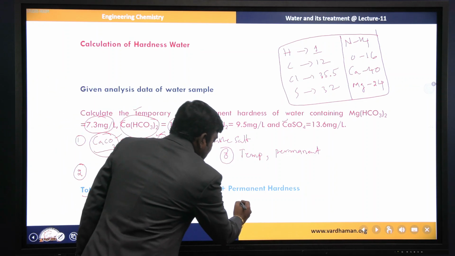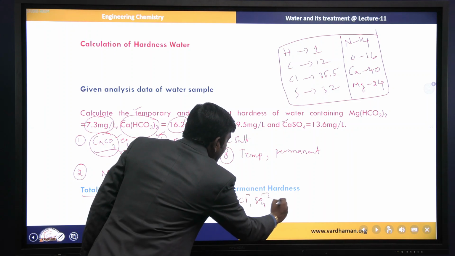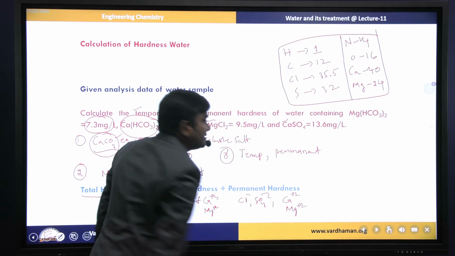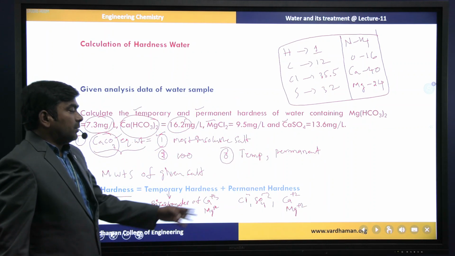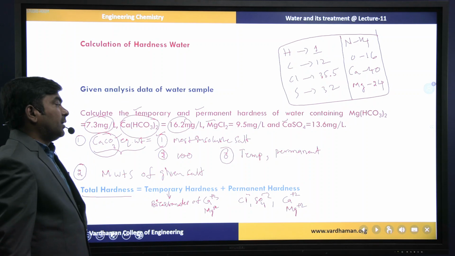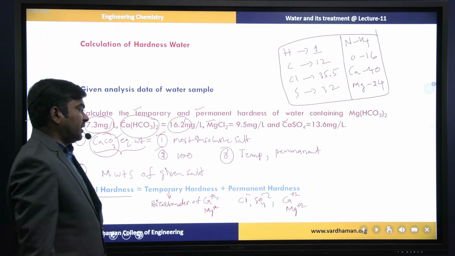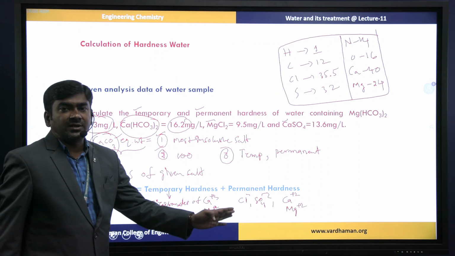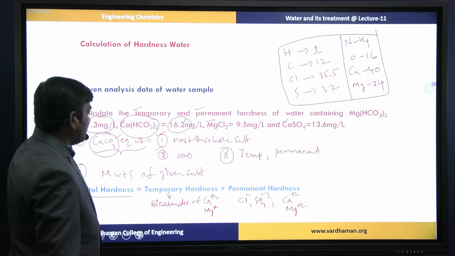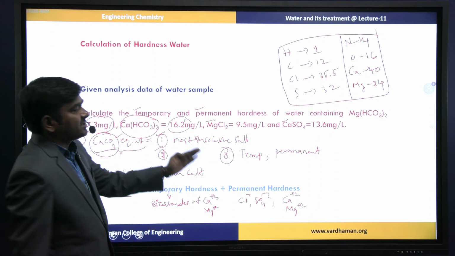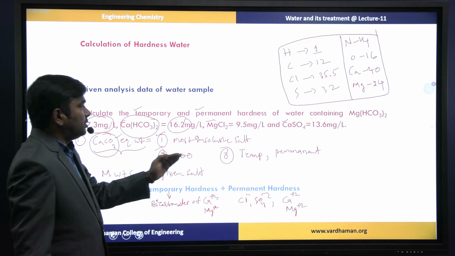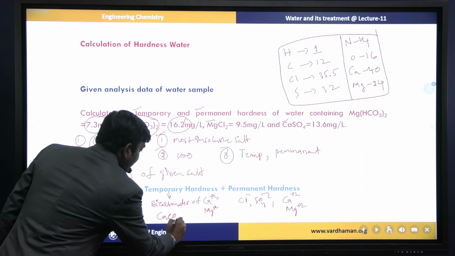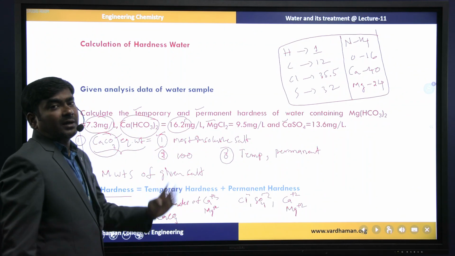Permanent hardness is caused by chlorides, sulfates and nitrates of again calcium plus 2 and magnesium plus 2. That means calcium chloride, calcium sulfate, magnesium sulfate, calcium nitrate and magnesium nitrate, right? So first you need to identify which come under temporary hardness causing salts and which under permanent hardness causing salts. One more important point: if calcium carbonate is given in the data, we should add it on the temporary hardness causing side, because calcium carbonate comes under temporary hardness causing salts.